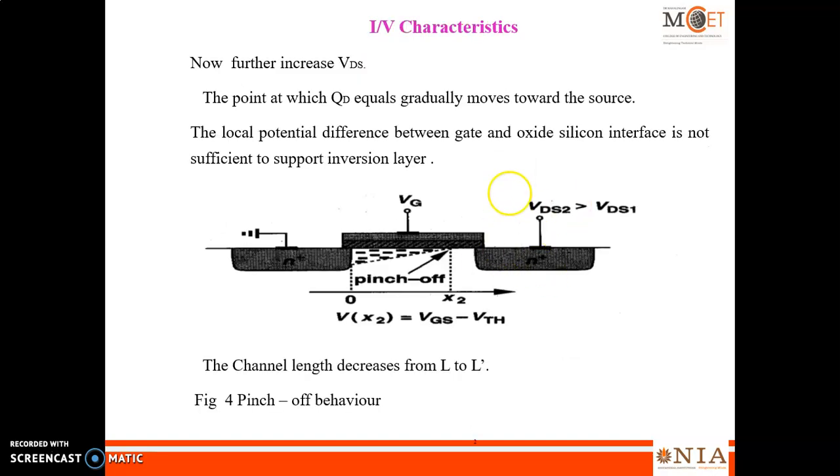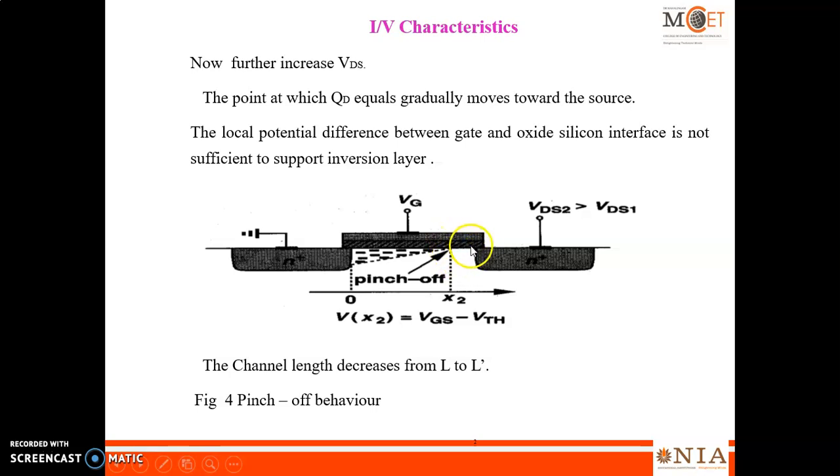Now I am increasing this particular drain to source voltage further. Now I am going to observe the point at which the charge density gets 0. The point at which the charge density equals 0 gradually moves towards the source from the drain. That means the local potential difference or voltage between the gate and the oxide silicon interface is not sufficient to support the inversion layer at this particular region.